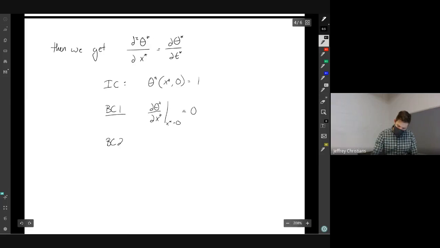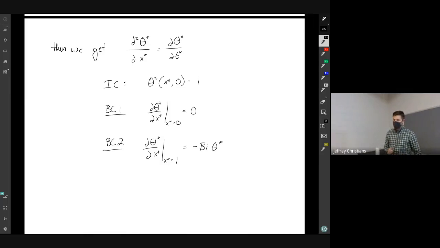And our second boundary condition is d theta star dx star evaluated at x star equals 1 equals minus the Bi number times theta star. So really the only thing that's not a unitless number is, well, it is a dimensionless number, the Bi number. That's the only thing that pops up, another dimensionless group.